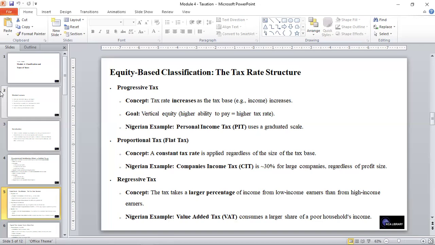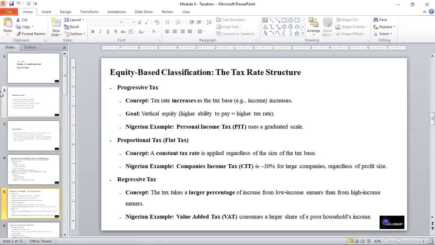An example of this is the personal income tax, which uses a graduated scale. For proportional tax, which is a flat tax, it is a constant tax rate applied regardless of the size of the tax base, the income, the profit, whatsoever. An example is company income tax, which is 30% for large companies, regardless of profit size.